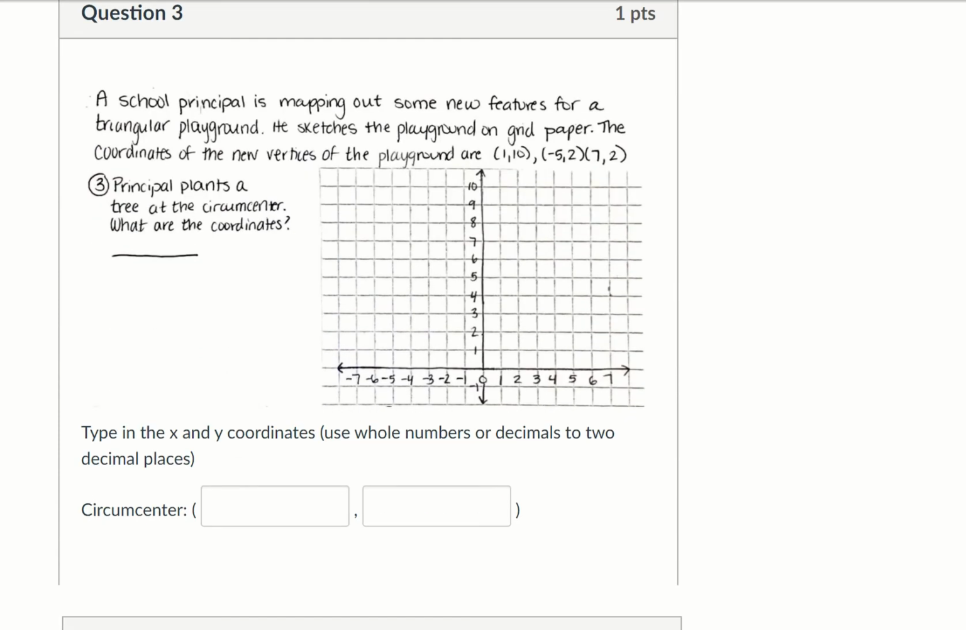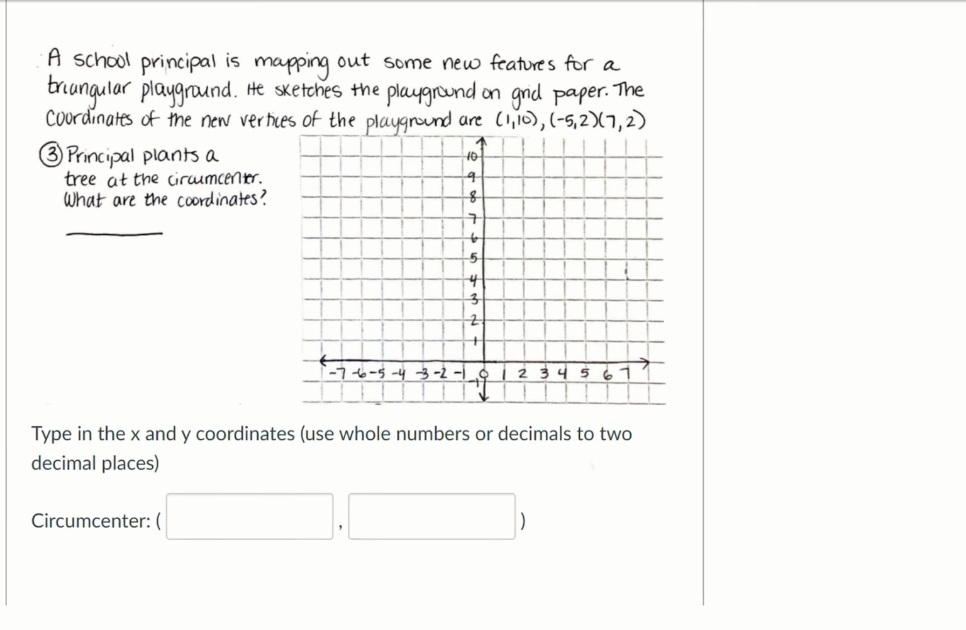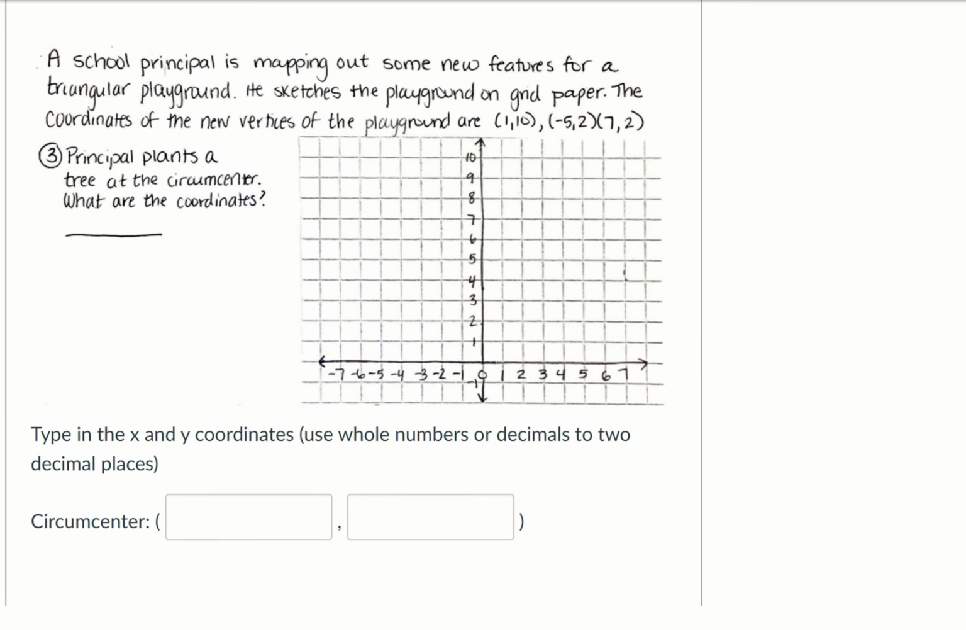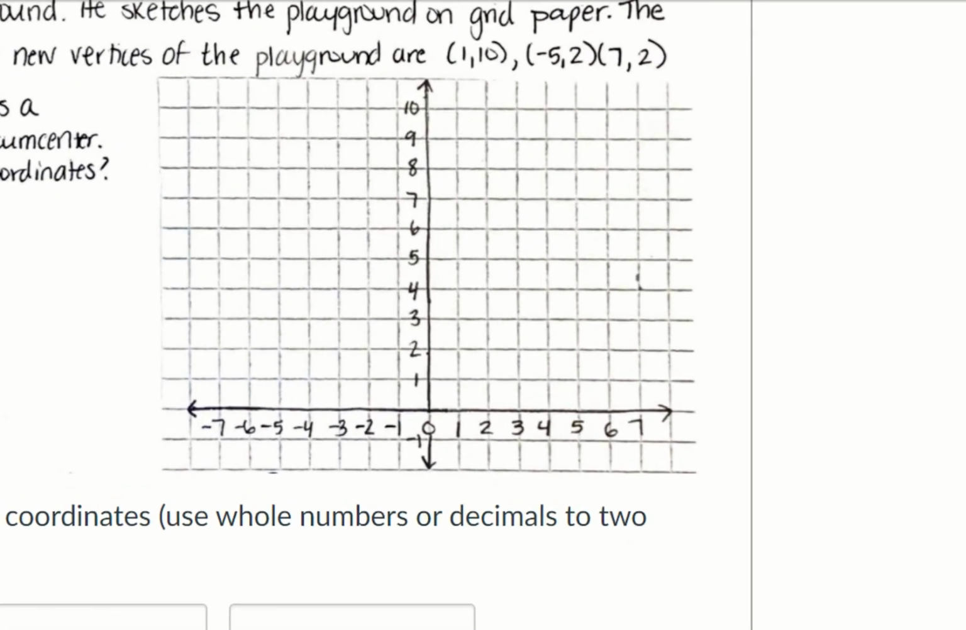All right, question 3. A school principal is mapping out some new features for a triangular playground. He sketches the playground on grid paper. The coordinates of the new vertices of the playground are (1, 10), (-5, 2), and (7, 2). The principal plants a tree at the circumcenter. What are the coordinates? So we're going to plot the coordinates here, (1, 10), (-5, 2), and (7, 2).